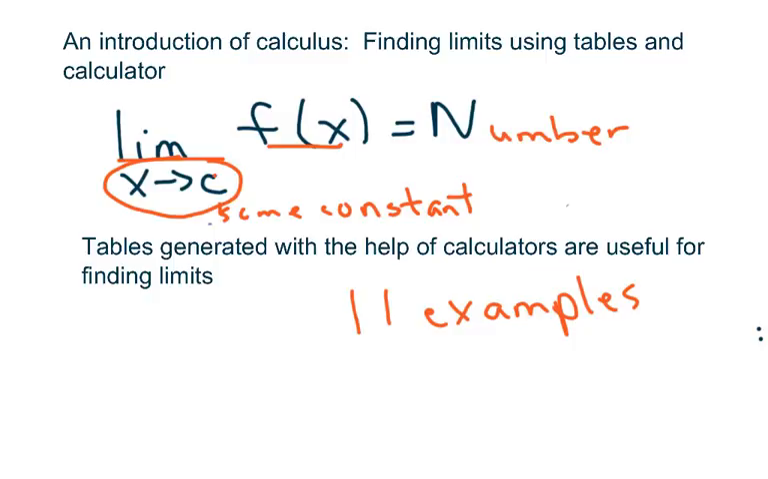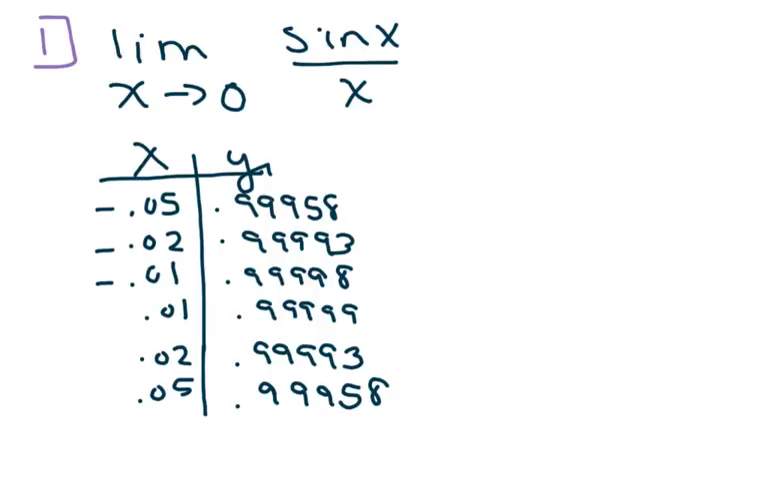Okay? And we're going to use tables in this video. I have 11 examples. I suggest that you use a calculator, do the examples I have, and pause the video. The first one I have is a popular one that you should know. The limit of sine of x over x as x approaches 0. So it gets closer and closer to 0. Basically we're going from the negative values of x, and this is without a graph, so we're just looking at a table. We want to see where it changes from negative to positive.